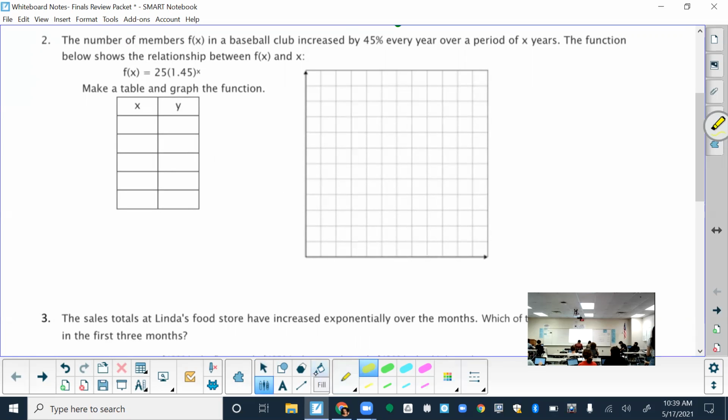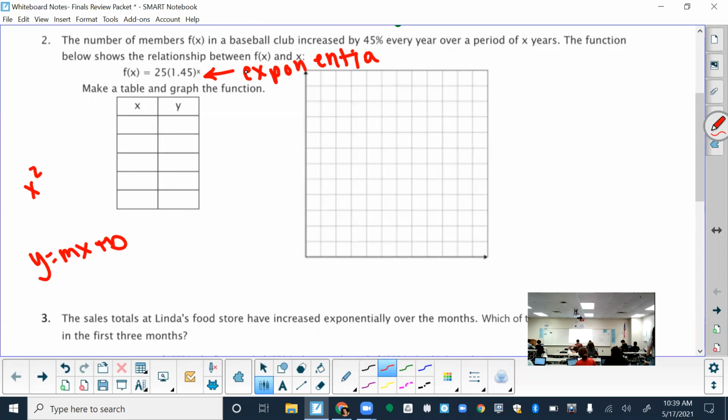Anyone know what classification this equation falls in? Is it linear, exponential, quadratic? It's not quadratic. Quadratic has an x squared, remember. It's not linear. Linear is y equals mx plus b. So the last option is exponential. You know it's exponential because the x is the exponent this time. So things in this format.